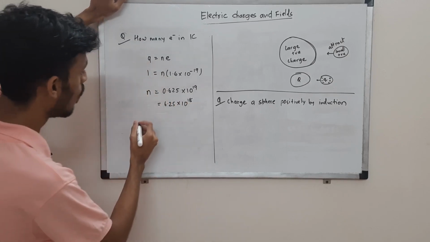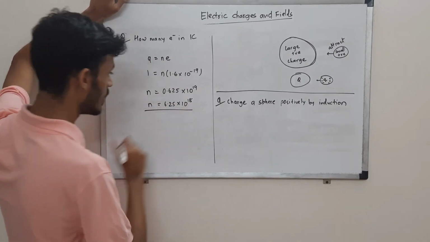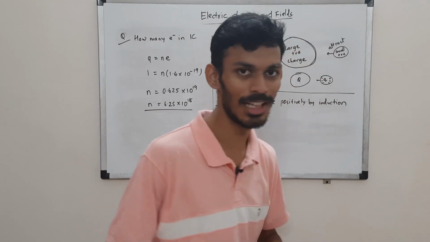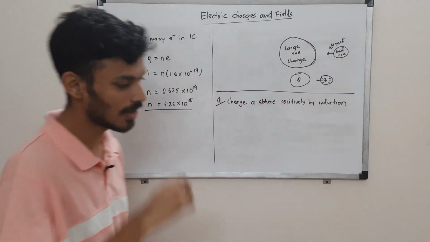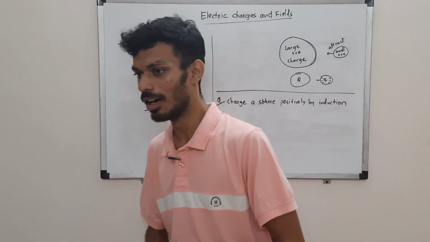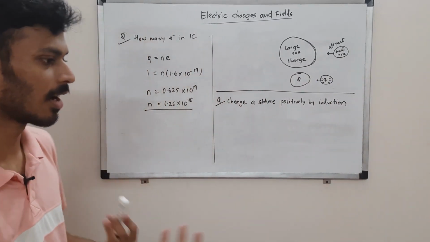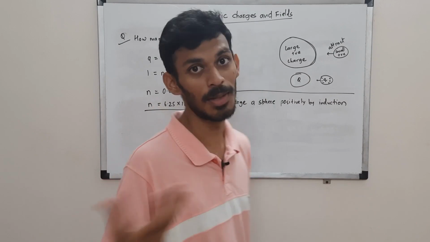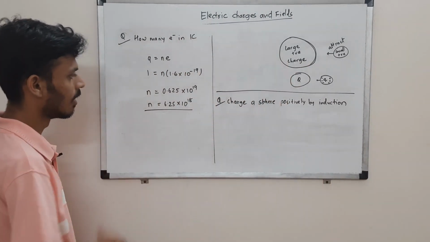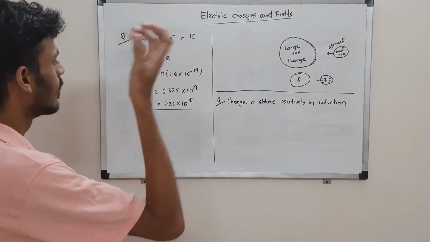Okay, you can see how huge this number is, right? This many electrons, 6.25 into 10 to the power 18, for 1 coulomb. So that's why I said 1 coulomb is a very large charge, right? We do not use it practically. Practically, we come across the order of 1 microcoulomb, 10 to the power minus 6. So that is what we'll usually use, because 1 coulomb is itself a very big charge.